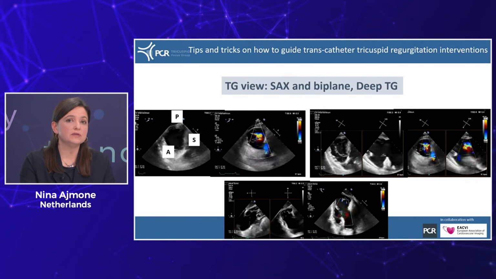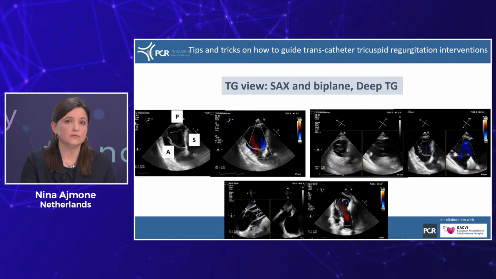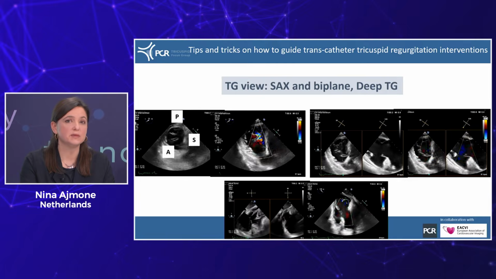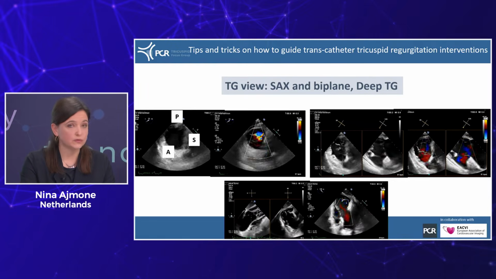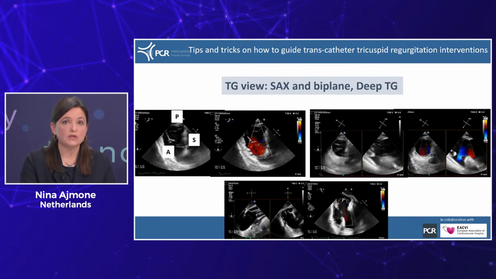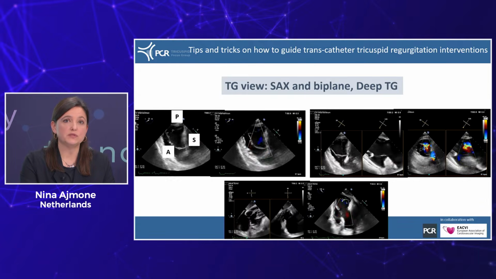And in the upper part, you see instead the deep transgastric view. This is a very important view to have a view of the leaflet and of the grasping, especially when you have not very good mid-esophageal views. So you can really explore all these possibilities.